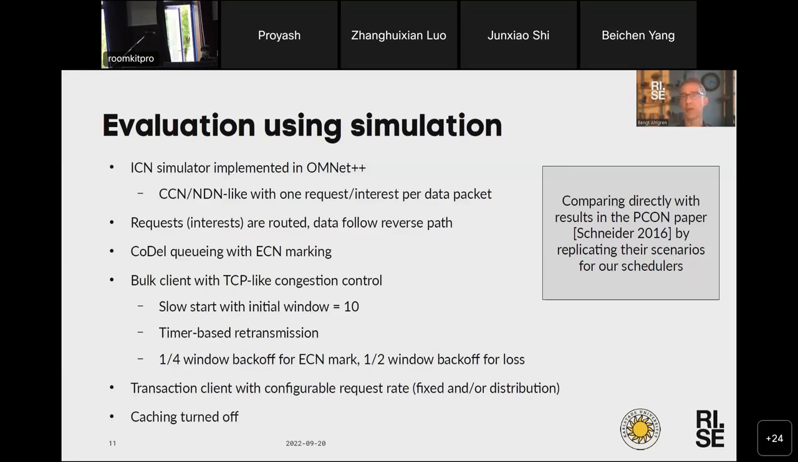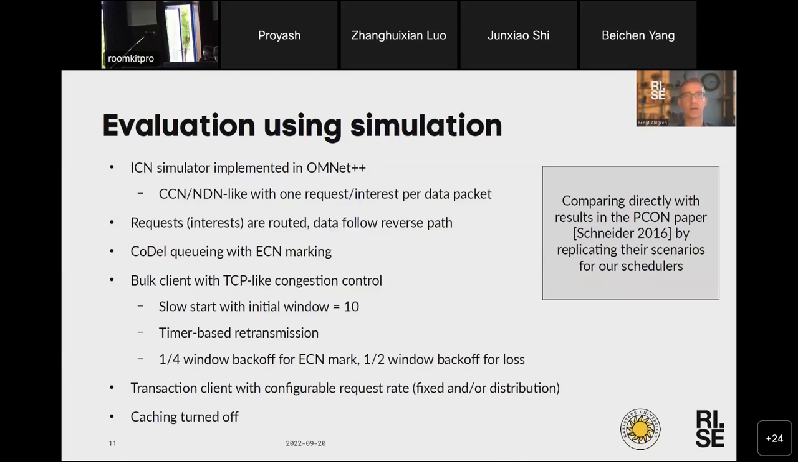So in the paper, we compare our results directly with results in the PCON paper by Schneider at the ICN conference in 2016. We do that by replicating their scenarios for our schedulers, but we do not repeat their experiments. But now I'm not going to present any of those results.